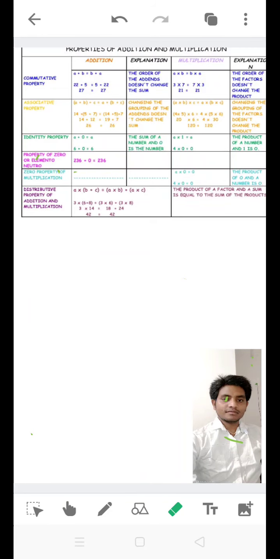Next one is, subtract a positive integer, we move to the left. Third point: subtract a positive integer, we move to the left. Dear student, subtract a negative integer, we move to the right.